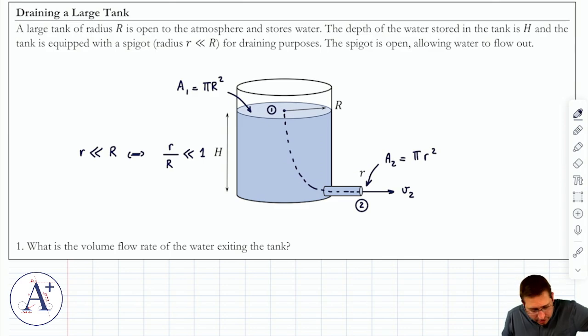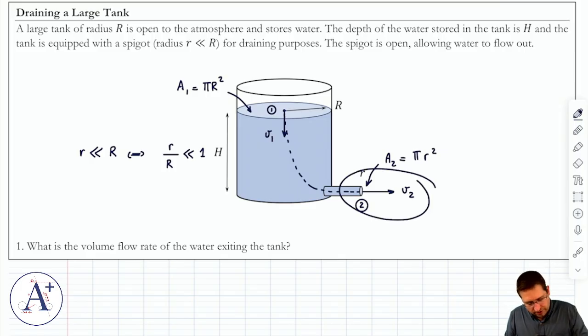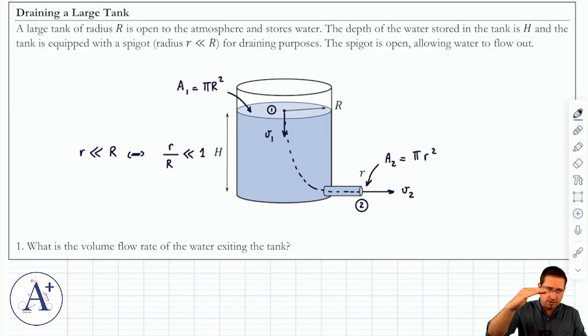Okay. And well, I drew V1, but the truth is this water level is going to drop, and so V1 is going to look like this. So this is V2 as I exit. This is V1, which is basically the speed at which the water level drops.